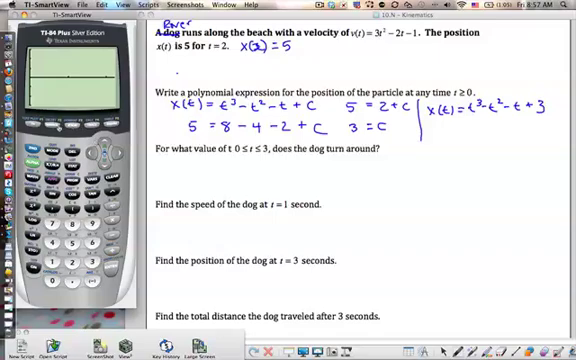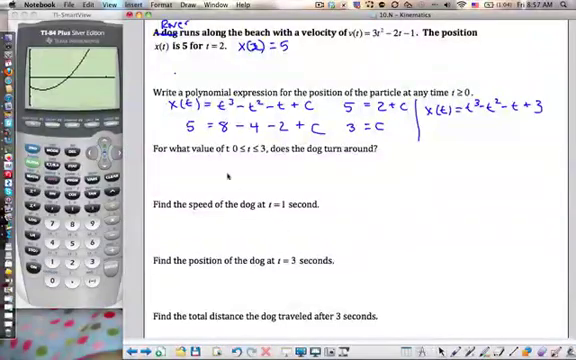And it's not in there. I think you've got it turned on. Oh, yeah. That's pretty good. Nice. Okay, so for what values does the dog turn around? Well, let's just drag this over. Maybe we can talk about it a little bit better.